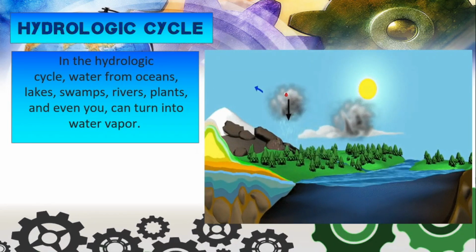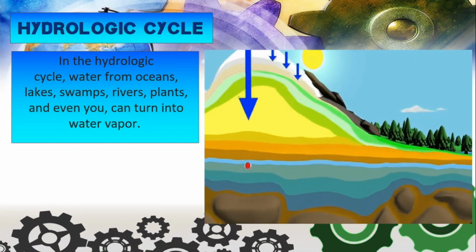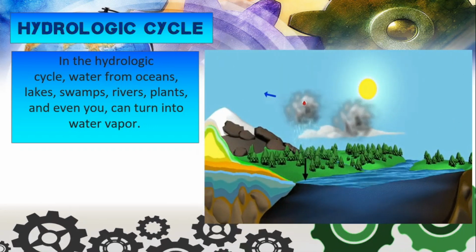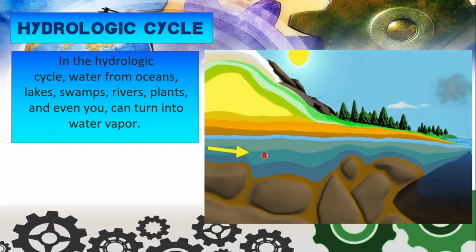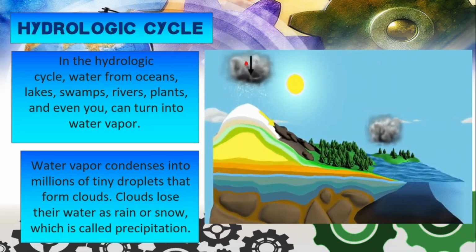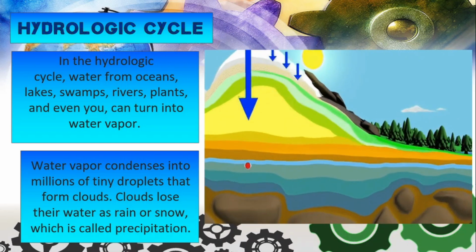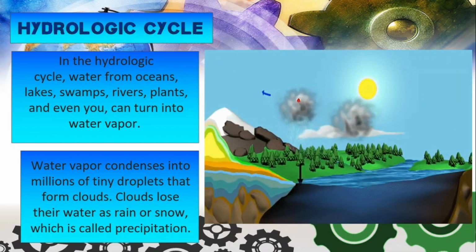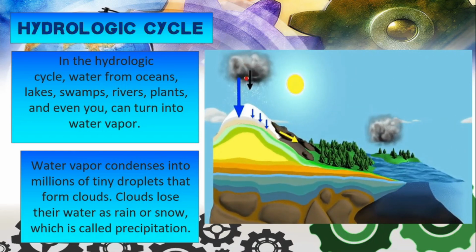Hydrologic cycle or water cycle. In the hydrologic cycle, water from oceans, lakes, swamps, and rivers that turns into water vapor is done in the process of evaporation. If the water that turns to vapor comes from plants, it is known as transpiration. After the process of evaporation or transpiration, the water vapor condenses into a million tiny droplets that form clouds, or the process of condensation. Clouds lose their water as rain or snow in the process called precipitation.